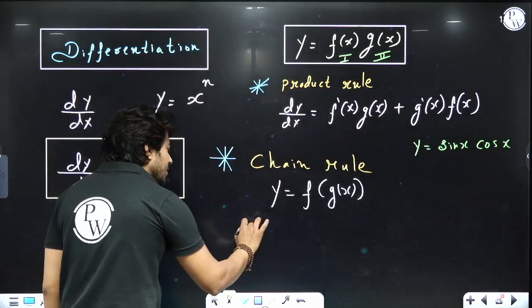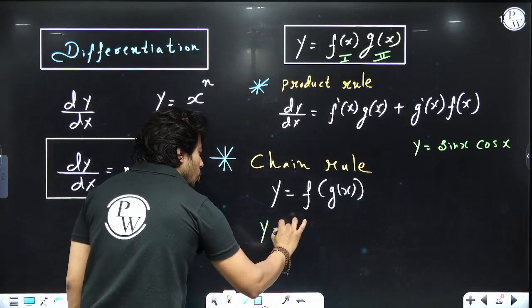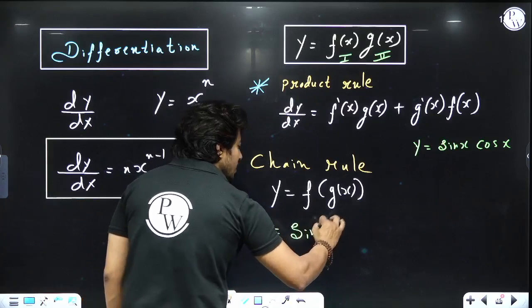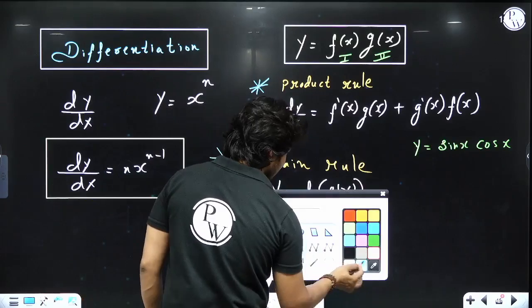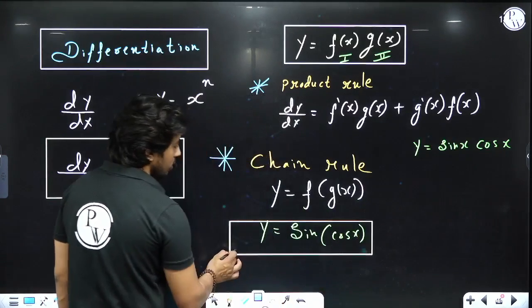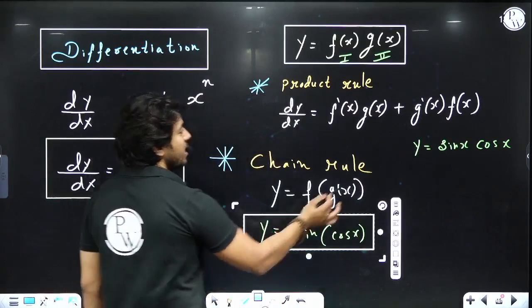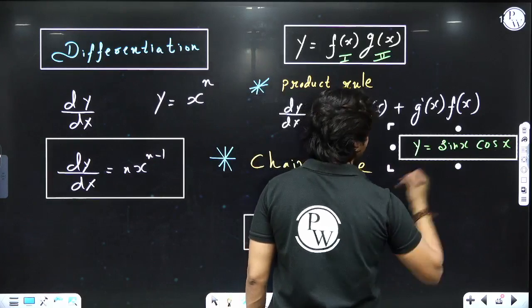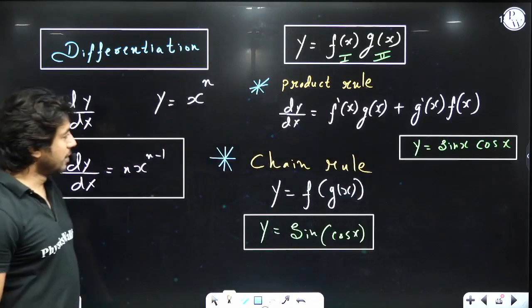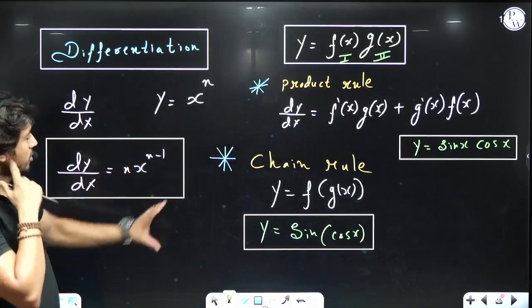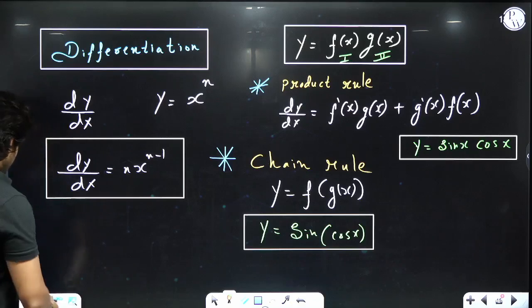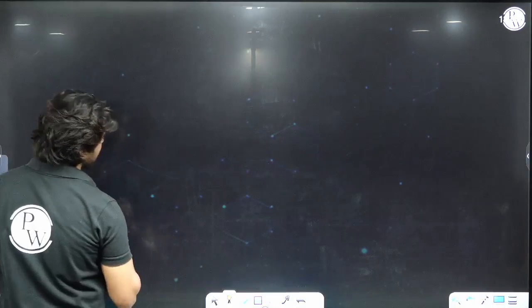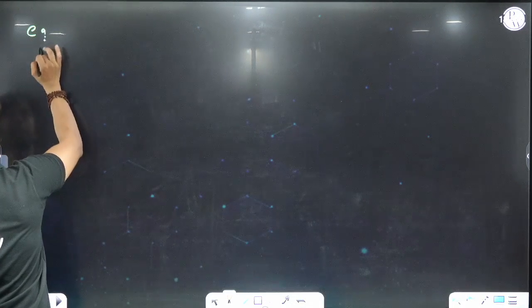But if you have the example y equal to sine, and instead of x I have written cos x, that means inside of sine there is another function. So what kind of rule is this? This is chain rule. Okay, product rule, chain rule. Now, how do we find out the results of chain rule? I'm giving you a very simple example of chain rule.